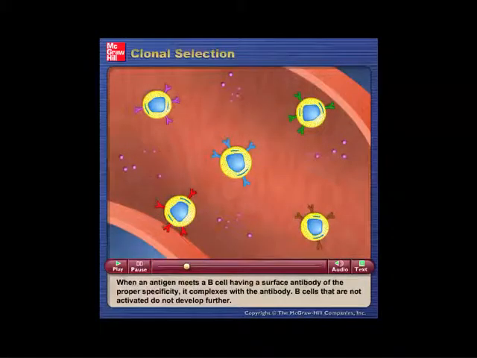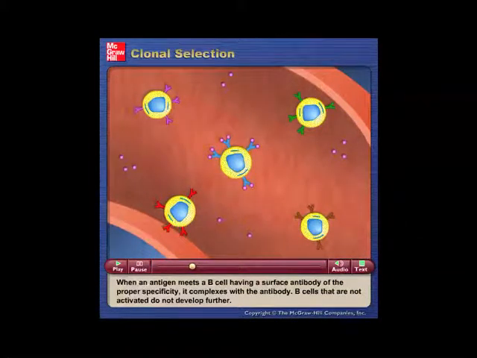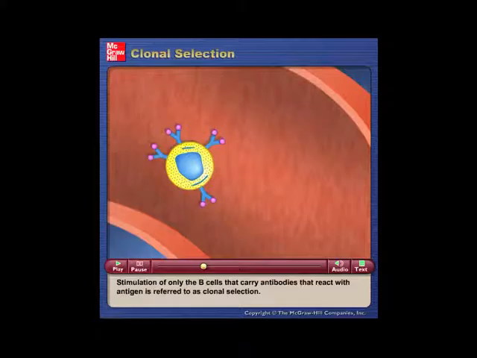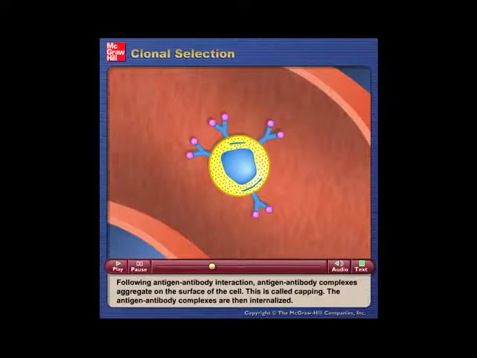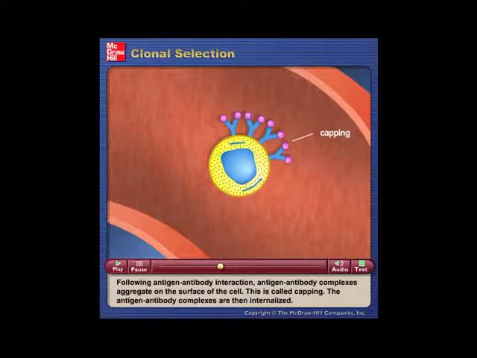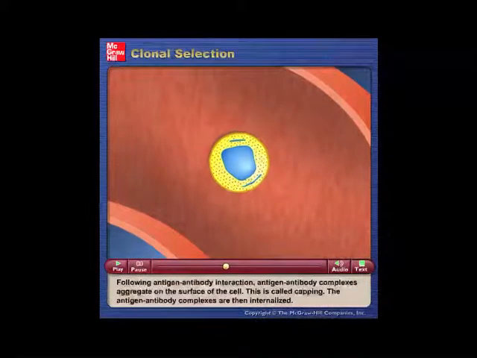When an antigen meets a B cell having a surface antibody of the proper specificity, it complexes with the antibody. B cells that are not activated do not develop further. Stimulation of only the B cells that carry antibodies that react with antigen is referred to as clonal selection. Following antigen-antibody interaction, antigen-antibody complexes aggregate on the surface of the cell. This is called capping. The antigen-antibody complexes are then internalized.